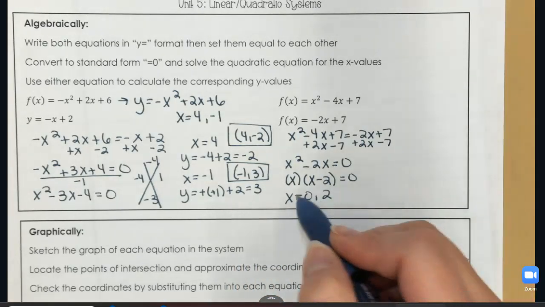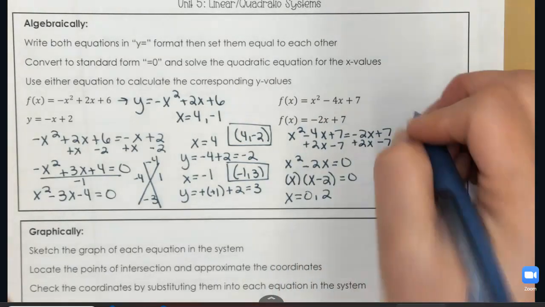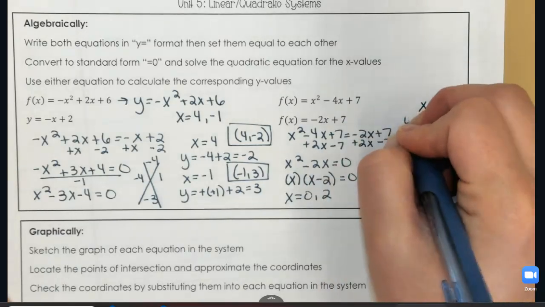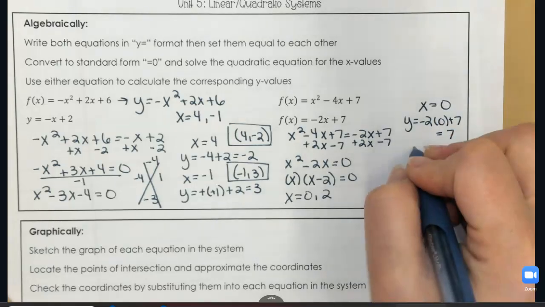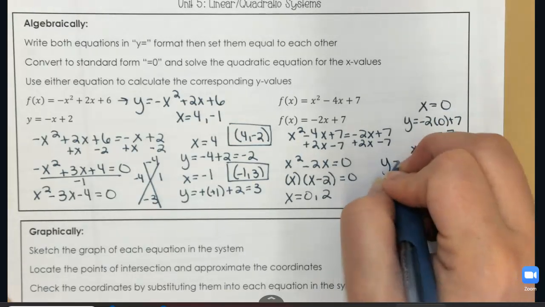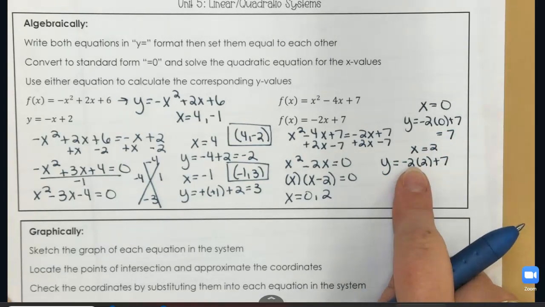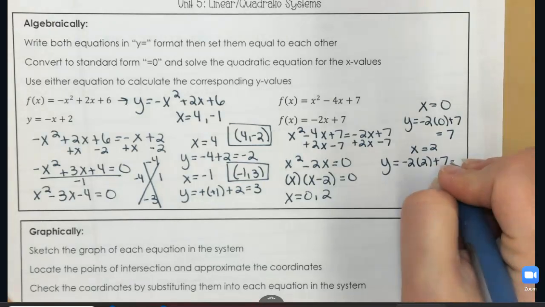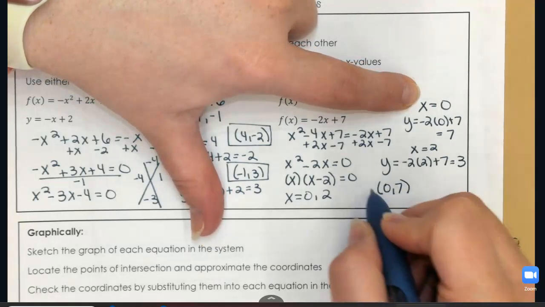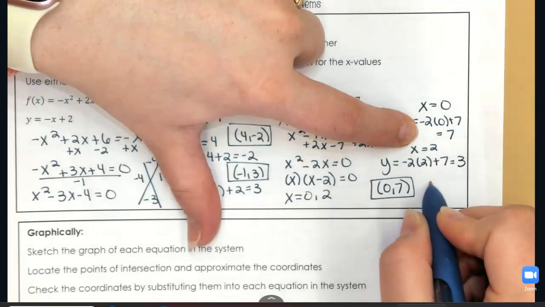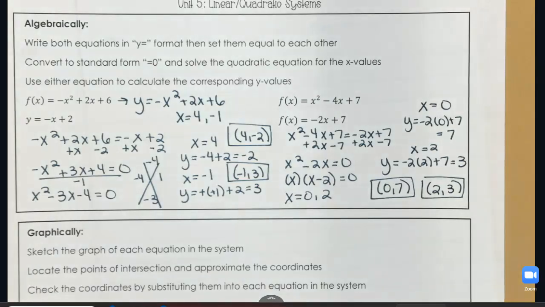Now to find the y's, I need to plug those into one of the equations. The linear one is much faster. So if x is 0, then y is -2 times 0 plus 7, which is 7. And if x is 2, then y is -2 times 2 plus 7. Well, -2 times 2 is -4. -4 plus 7 is 3. So my first point is 0, 7, and my second point is 2, 3. Okay, so that is solving algebraically by hand.